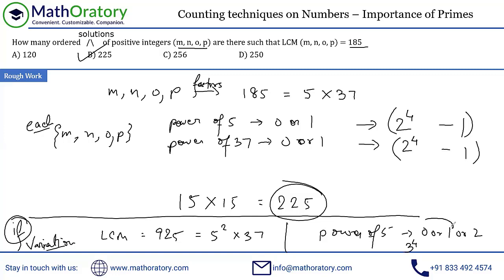But if I distribute 0 or 1 to each of them, so for example, to M, I distribute 5 to the power 0 or 5 to the power 1. For N, I distribute 5 to the power 0 or 5 to the power 1. For O also the same thing. For P also the same thing. So nowhere do we have that 5 square, right? So the LCM will never become 5 square.